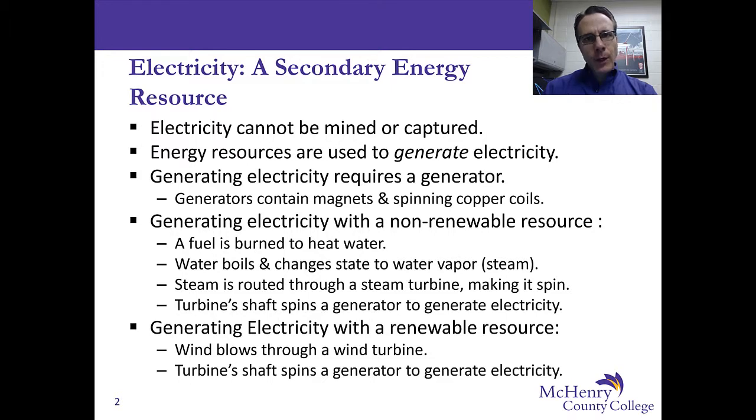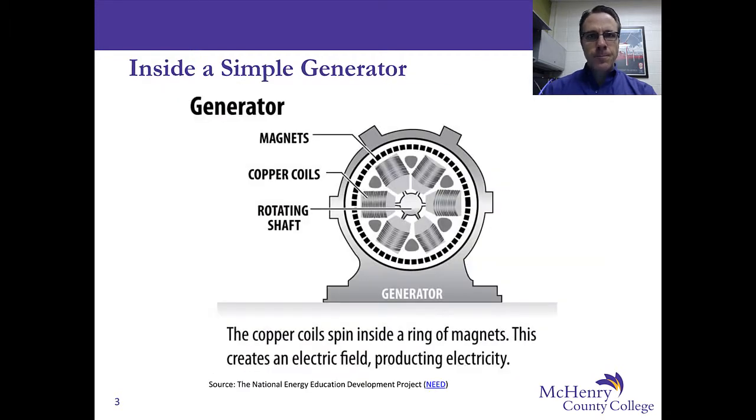An example of a renewable energy resource that can be used to generate electricity is, say, wind. So we have a wind turbine. Wind blows through, the turbine spins, and that turbine has a shaft, and the turbine's shaft then spins the generator, and then electricity is generated from that. So it's a much simpler process in this case compared to the coal example that we just mentioned.